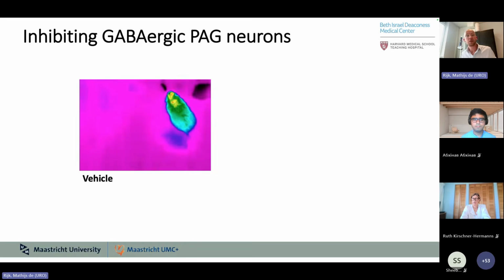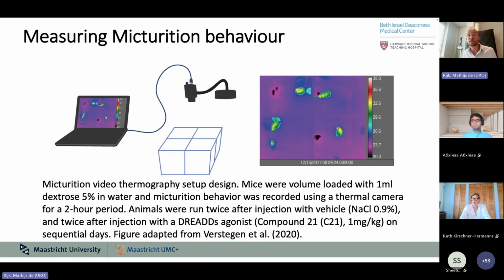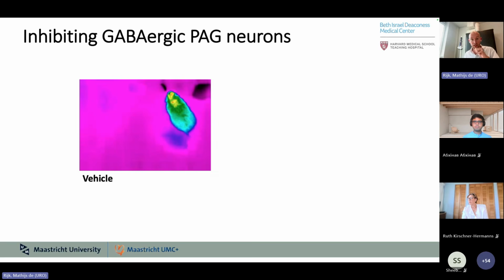By using that in VGAT mice, where we can target the GABAergic cells, we can take the inhibitory control from the PAG over Barrington's nucleus away. The hypothesis is that if that inhibitory control is necessary for the delay of urination, then you would expect an increase in micturition frequency when the mouse receives that DREADD agonist. I hope that makes sense.